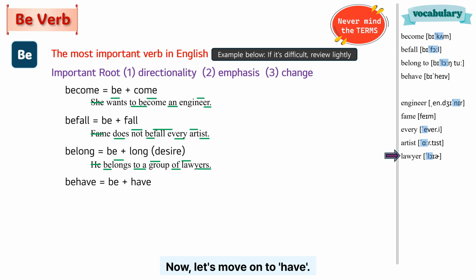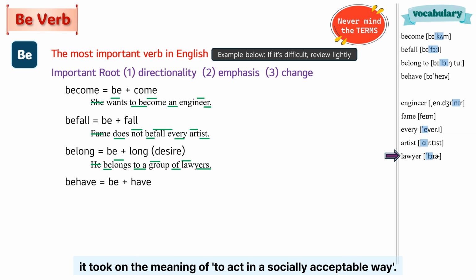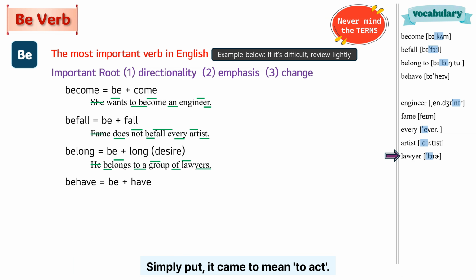Now let's move on to have. You probably already know it as to own, but originally it meant to control oneself. Over time, when it combined with be, it took on the meaning of to act in a socially acceptable way. Simply put, it came to mean to act.